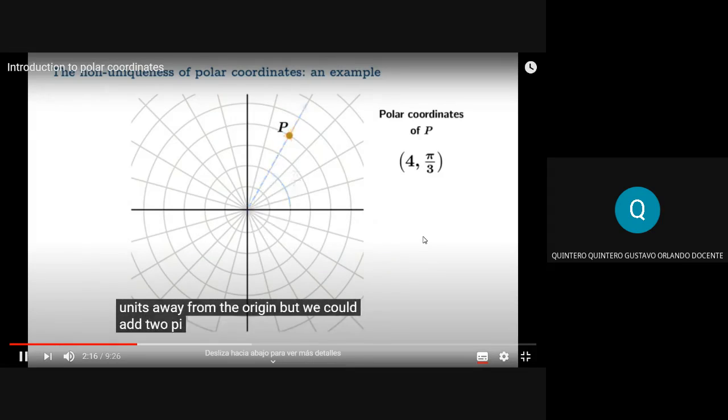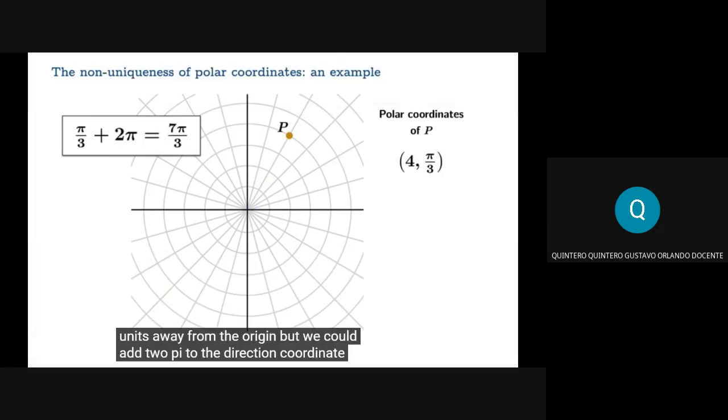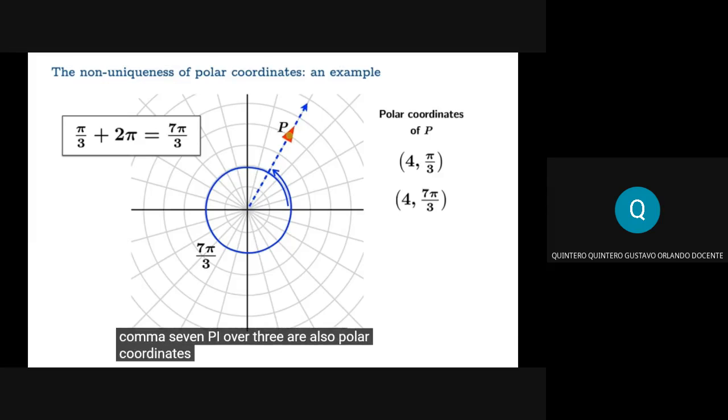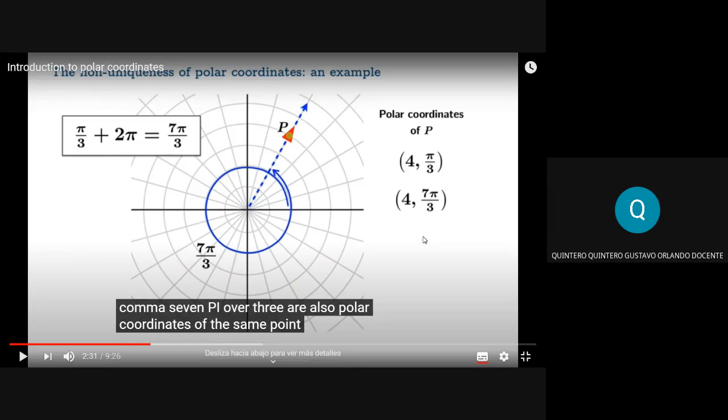We could add 2 pi to the direction coordinate, and that means we'd circle around and then arrive at this direction, and then, of course, move 4 units out. So 4, 7 pi over 3 are also polar coordinates of the same point. Did you see that? The guy just explained my example. All right, we have the same r. Remember, r, the first number in the coordinate, is the measure from the center to the point. So we have 4.